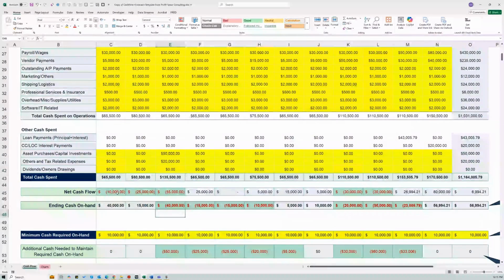So then this is going to tell you what the net cash position is. Now in this example, this is telling me that the net cash is going to be negative 10,000 the first month. Why?